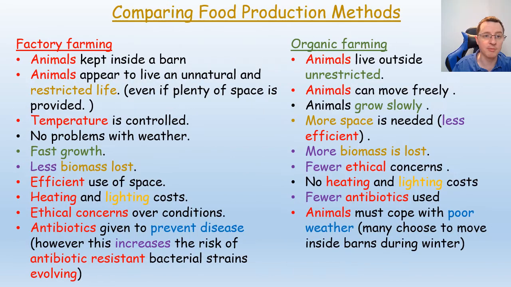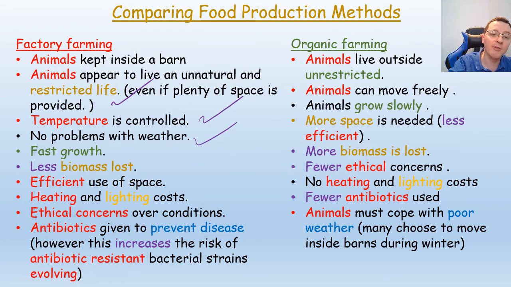to try and address the ethical concerns for the welfare of the animals that we wish to consume. So if we think about the two different food production methods and their advantages, we can compare the two. So factory farming: animals are kept inside a barn. Animals appear to live an unnatural and a restricted life, even if there is plenty of space provided. The temperature is controlled and there are no problems with the weather.